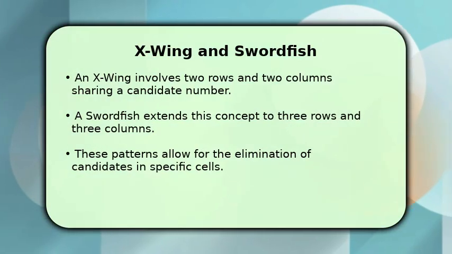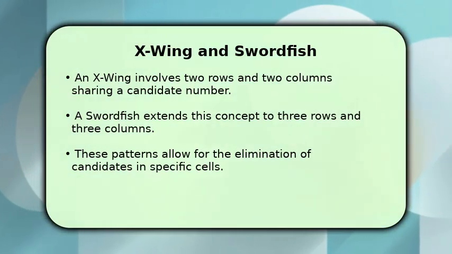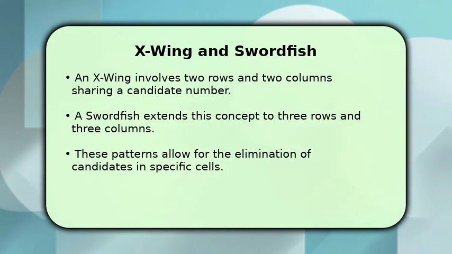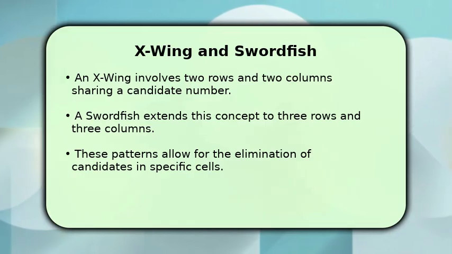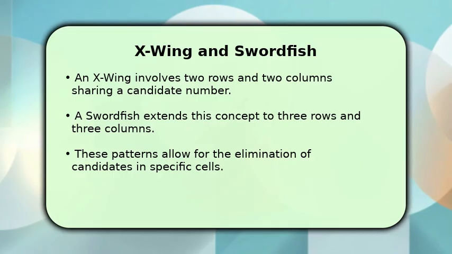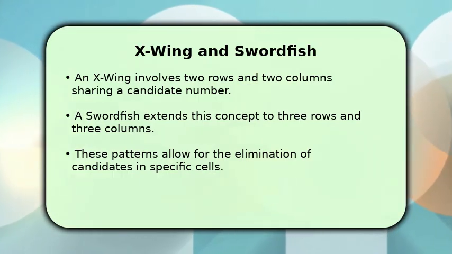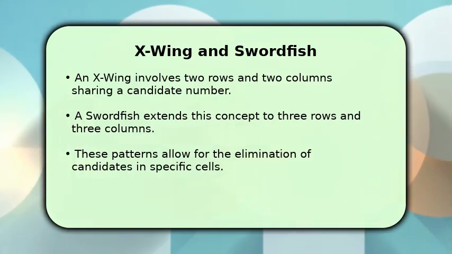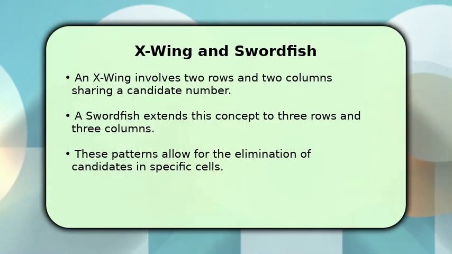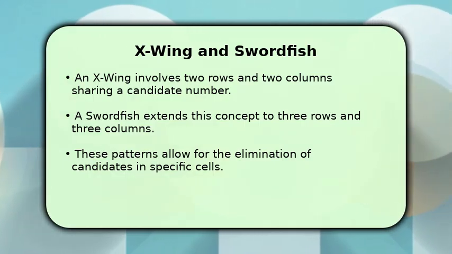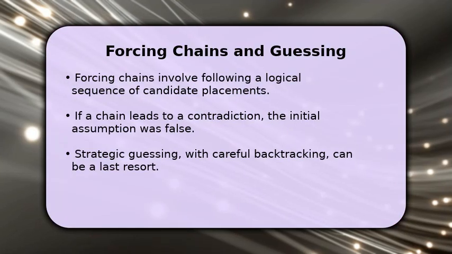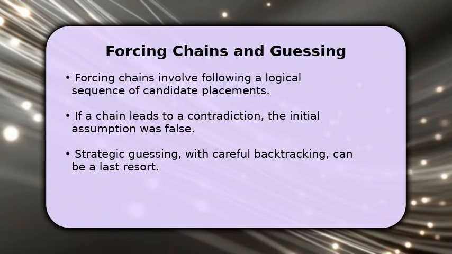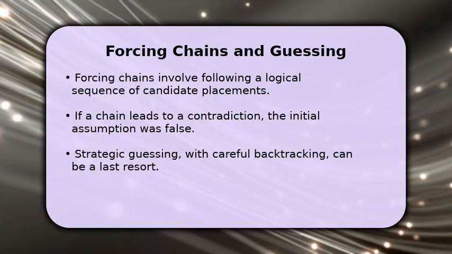Now, let's tackle X-wing and swordfish patterns, which are essential for expert-level puzzles. An X-wing occurs when a candidate number appears in only two cells in two different rows, and these cells align in two columns. This allows you to eliminate that candidate from other cells in those two columns. A swordfish is a 3x3 version of this, providing even more powerful eliminations. These are game changers. Finally, we'll discuss forcing chains and, as a last resort, strategic guessing.